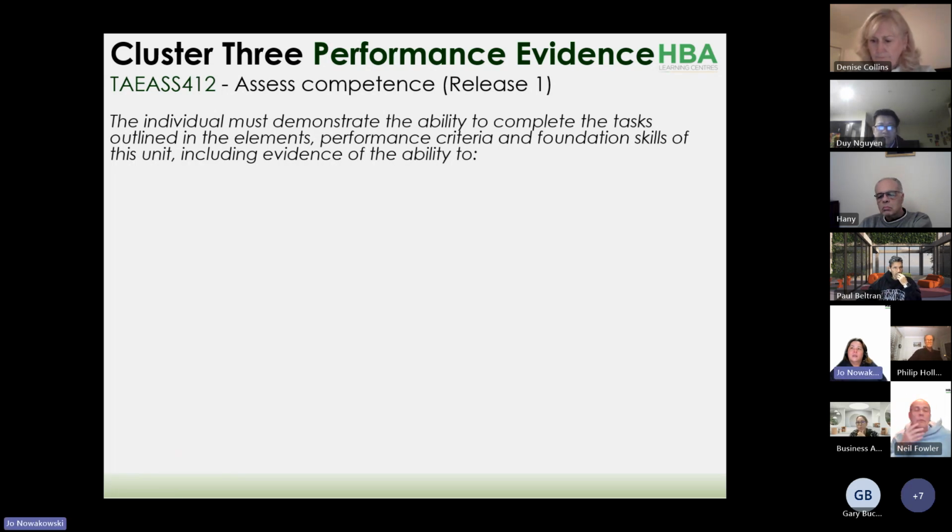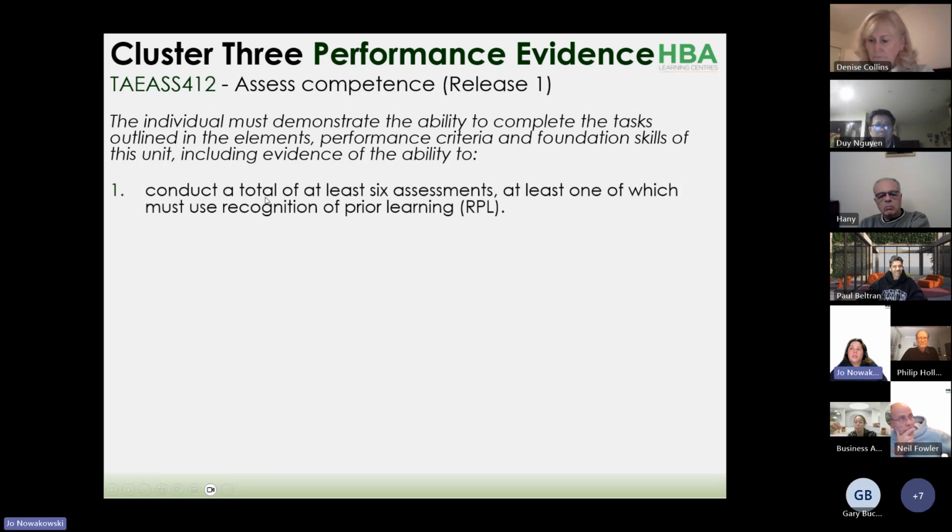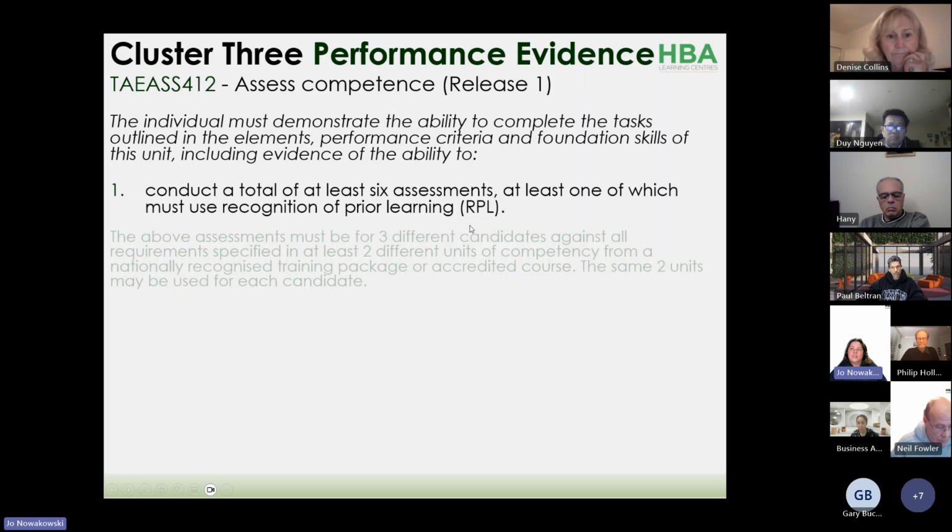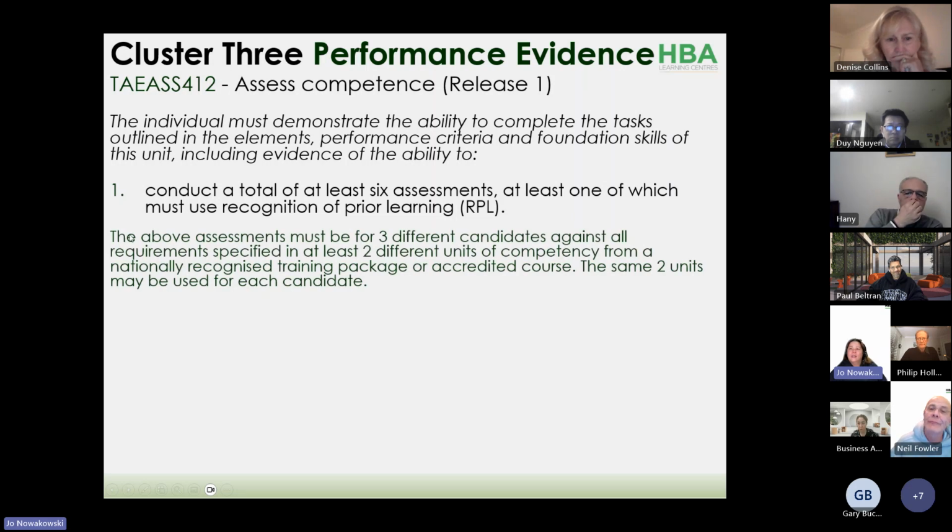Okay, TAE ASS412, assess competence. Number 1, conduct a total of at least six assessments, at least one of which must use recognition of prior learning. Do we understand RPL? Yes. No questions yet? Okay, this is good. The above assessments must be for 3 different candidates against all requirements specified in at least 2 different units of competency from a nationally recognized training package or accredited course. The same 2 units may be used for each candidate.